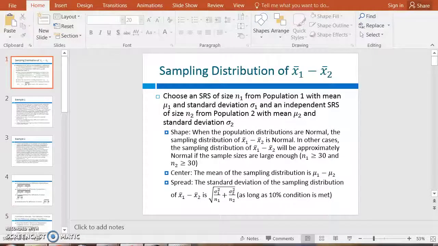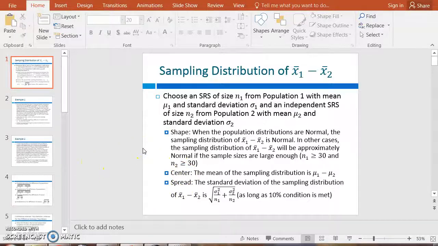We choose a simple random sample of size n sub 1 from a population 1 with a mean of mu sub 1 and a standard deviation of sigma sub 1, and then an independent simple random sample of size n sub 2 from a separate population with a mean of mu sub 2 and a standard deviation of sigma sub 2. When you want to describe your sampling distribution of the difference of your means, you want to talk about three things: your shape, your center, and your spread.